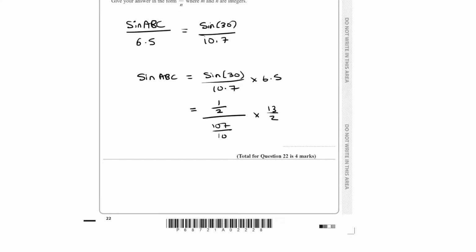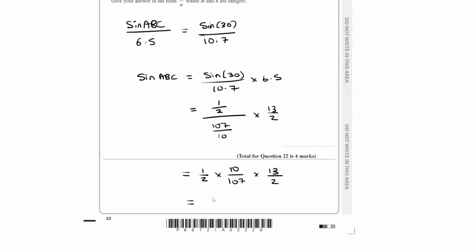So now this is still not looking that great. We've got here a divide, keep, flip, change, isn't it? So I'm going to ignore the 13 over 2 for a minute. So I've got half, keep, flip, change, times by 10 over 107. And then also technically then times by 13 over 2. So I can now multiply all of those.